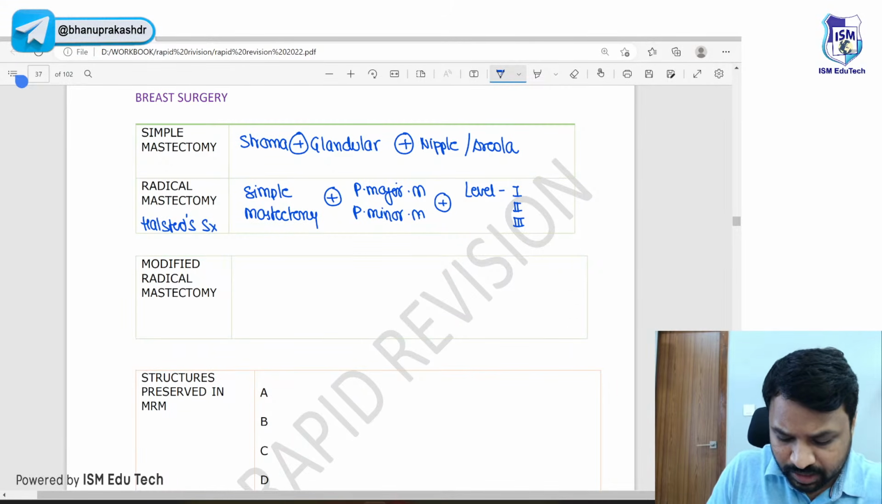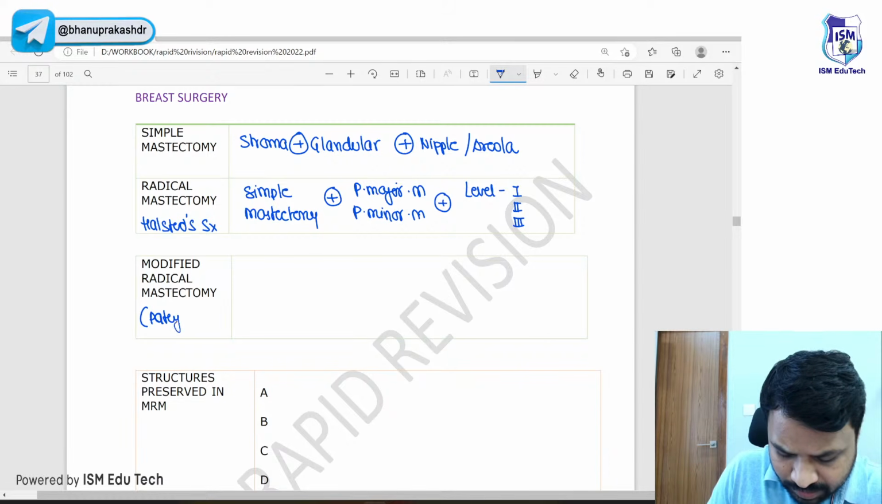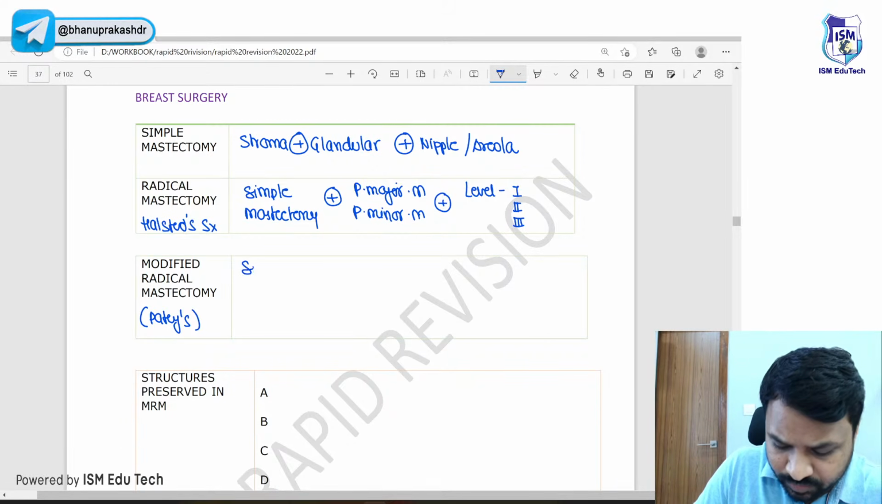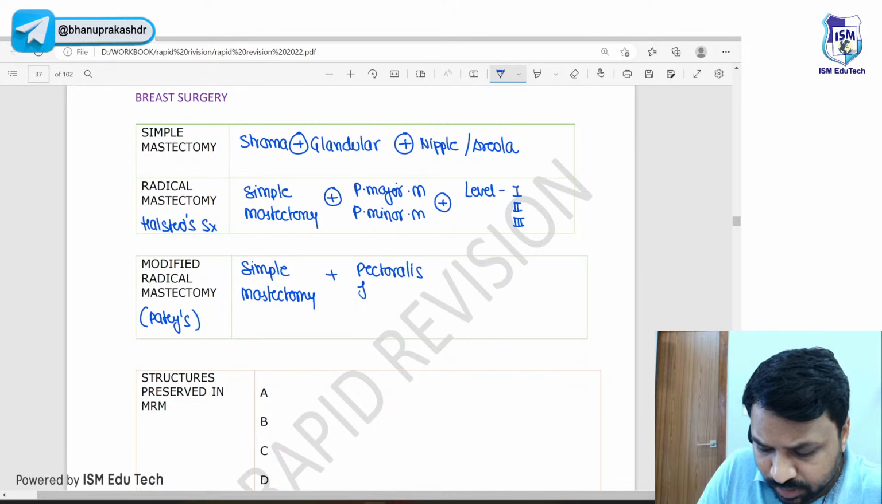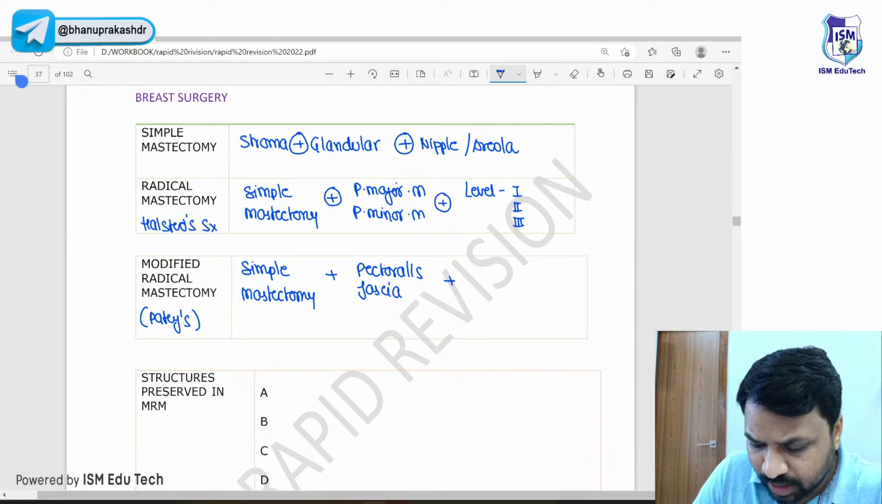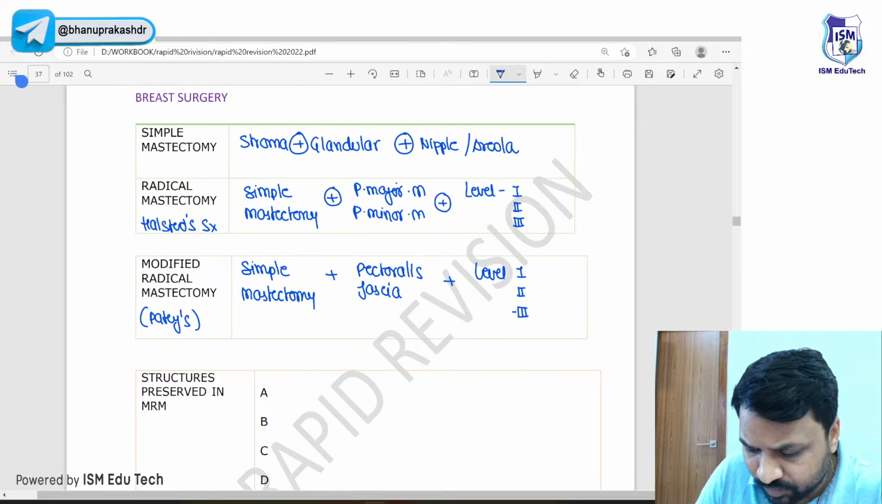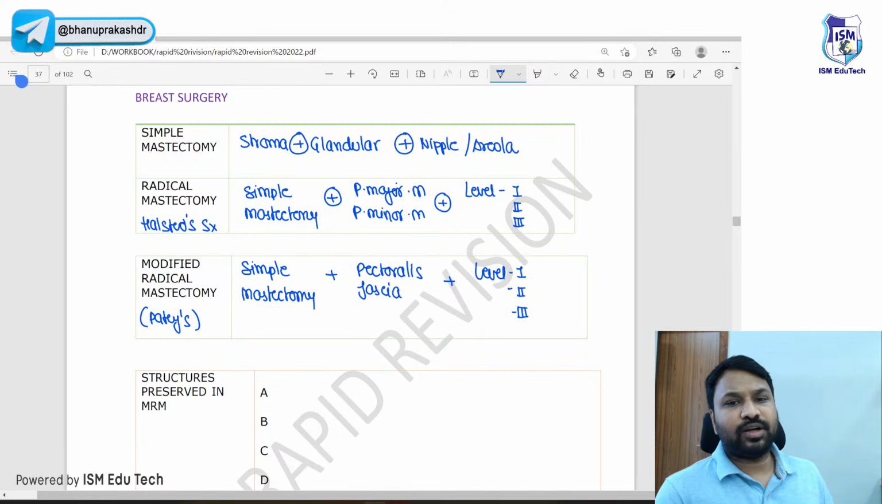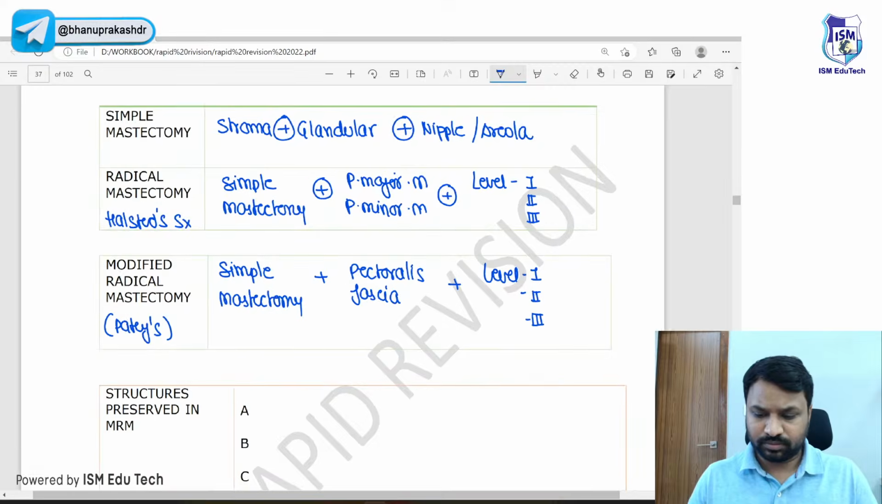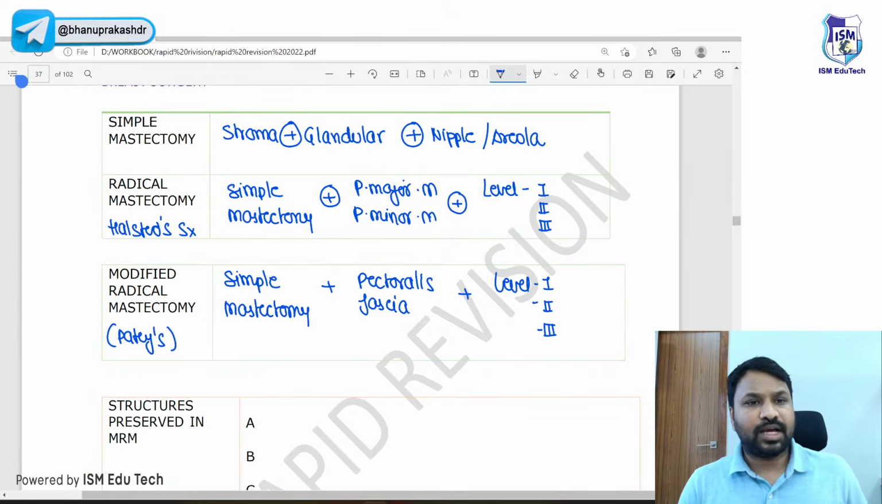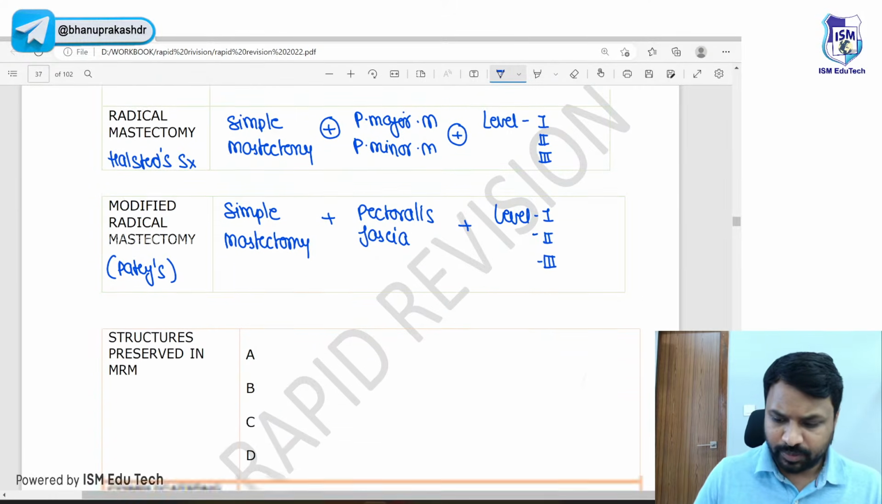Now the modified radical mastectomy, which is also referred to as Patey's modified radical mastectomy. Here we will again do a simple mastectomy. Along with simple mastectomy, I am going to remove only the pectoralis fascia, not the muscle. And I will remove level 1, level 2 and level 3 group of lymph nodes. Okay, so these are with respect to modified radical mastectomy.